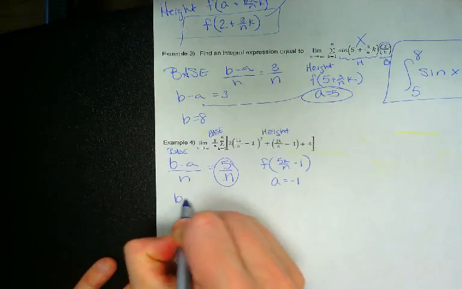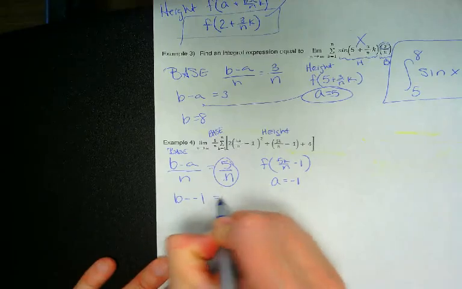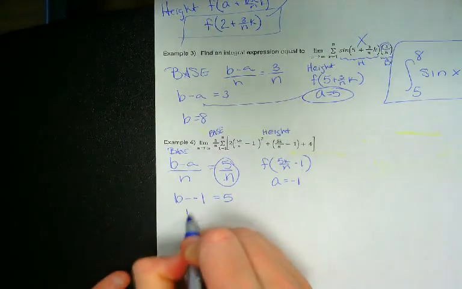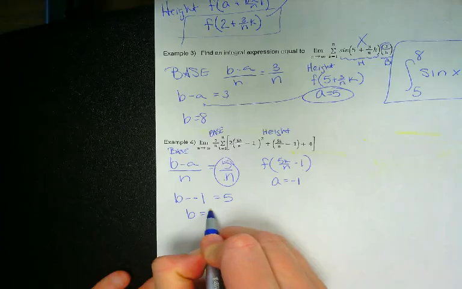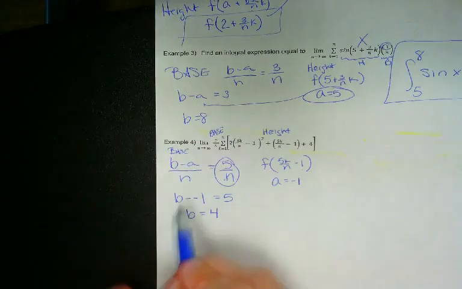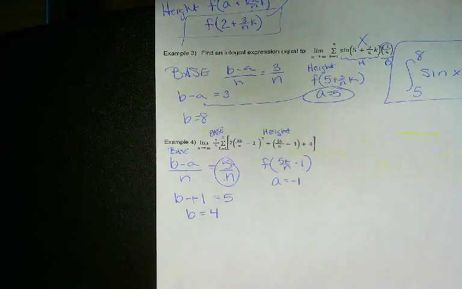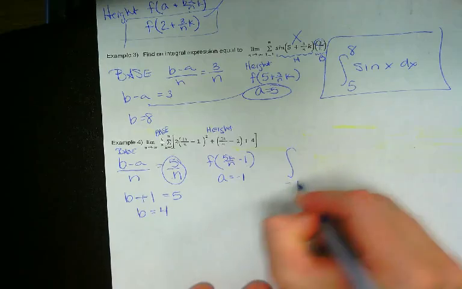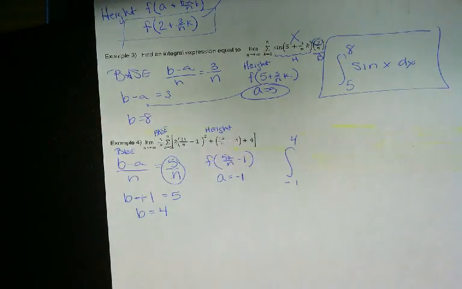So if b minus -1 has to equal 5, what do I know about my b value? B must equal 4, right? Because that's a +1, subtract the 1. B must equal 4. So I'm going to say this is the integral from -1 to 4. There's my distance of 5.